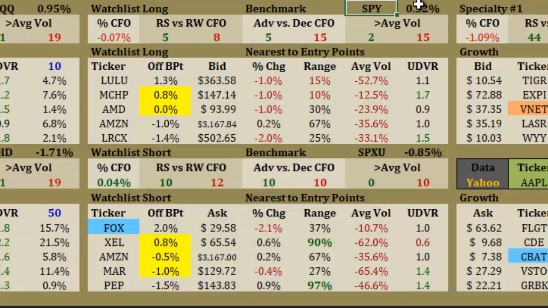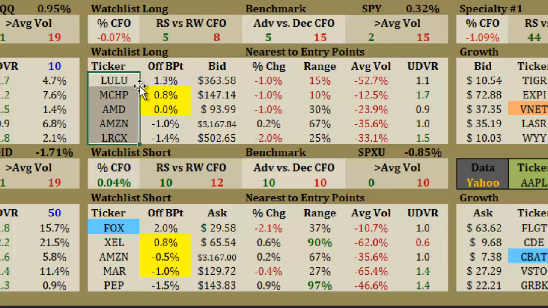You'll note your benchmark, the percent change for the day, percent change from the open, the number of stocks on your watch list that are showing relative strength or relative weakness compared to the benchmark that you've selected. It also tallies the number of advancing and declining stocks on your watch list, as well as the number of stocks that are advancing and declining on above or below average volume.